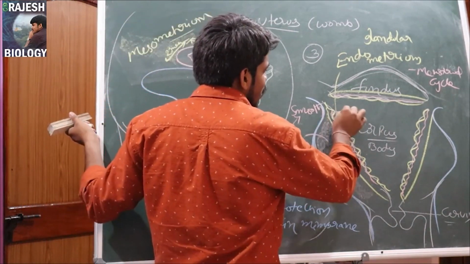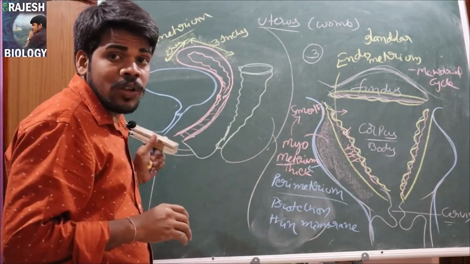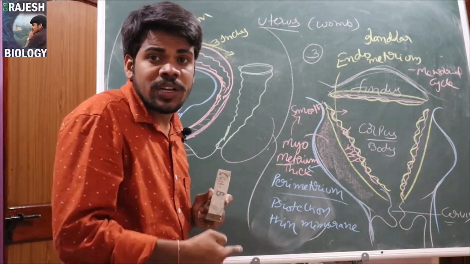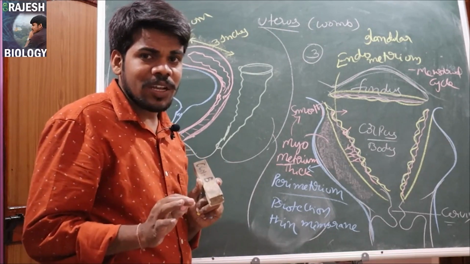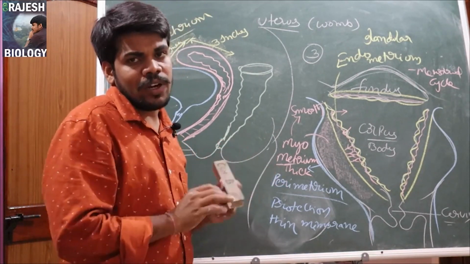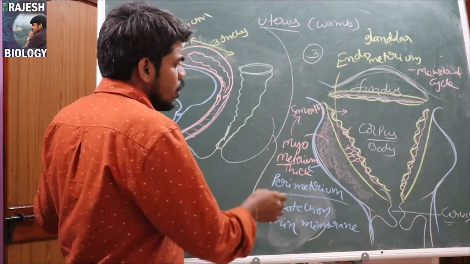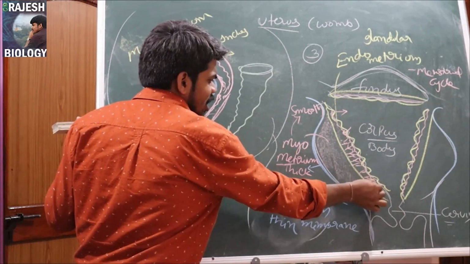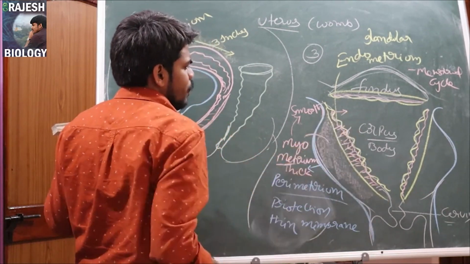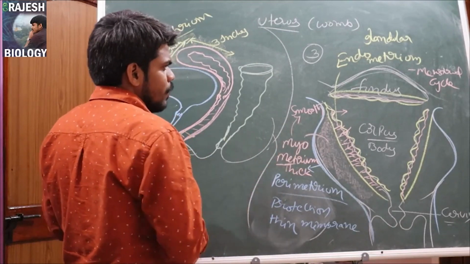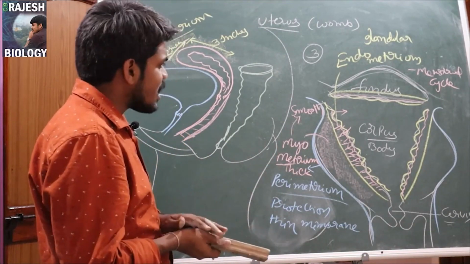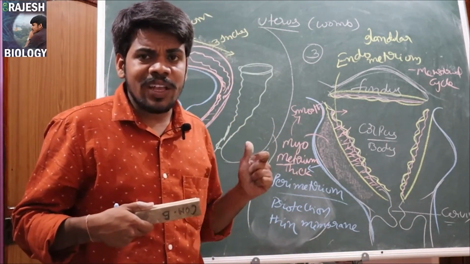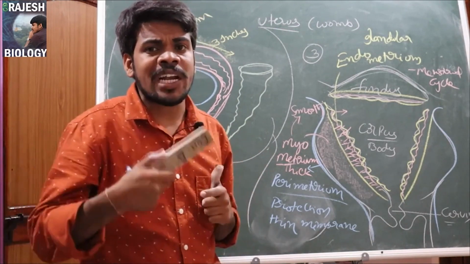Endometrium releases some hormones which support the development of the fetus and which maintain the health of the uterus. Uterus health is very important because that is the shelter of the fetus. So it is glandular, vascular, and it undergoes cyclical changes. Endometrium, myometrium, perimetrium. And uterus is the site where implantation and gestation take place, where the embryo gets developed.